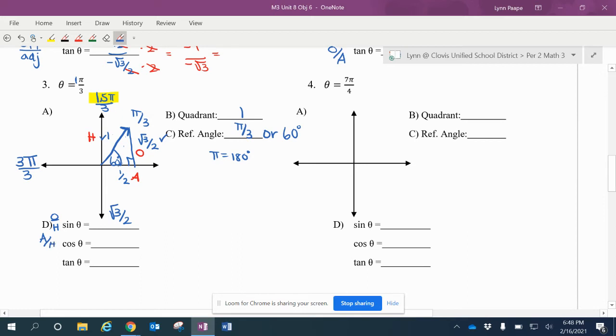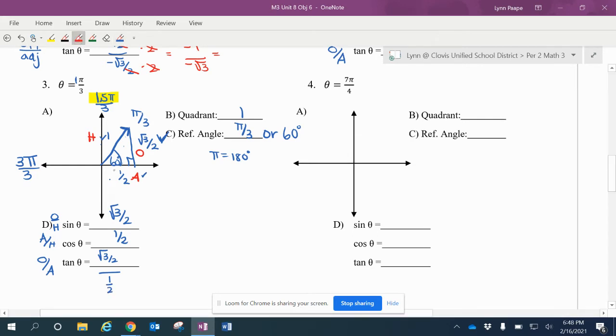Cosine is adjacent over hypotenuse. The adjacent is 1/2. The hypotenuse is 1, and then dividing by 1 won't change the value. All right, and then last one, tangent is opposite over adjacent. So the opposite is root 3 over 2. And then adjacent is 1/2.